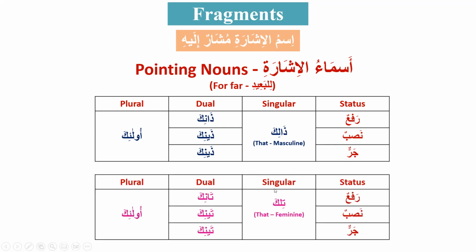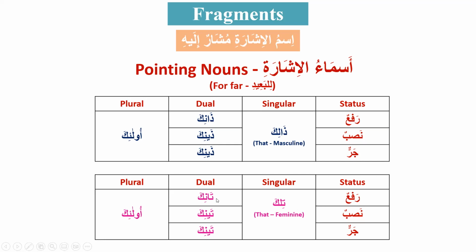And then the feminine version of it. The feminine of zalika is tilka. Tilka meaning is the same, that. But when you say tilka, then you are pointing to something which is feminine gender. So if you're pointing to something which is far and it is masculine, you say zalika. Zalikal kitabu, that book. But if you are pointing to something which is far and it is feminine gender, then you say tilka.